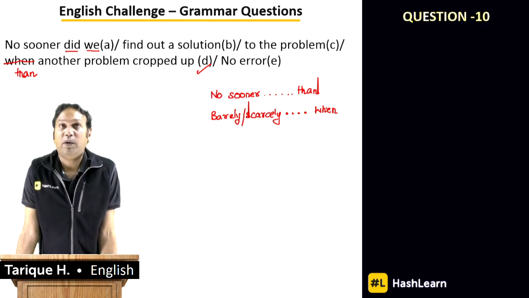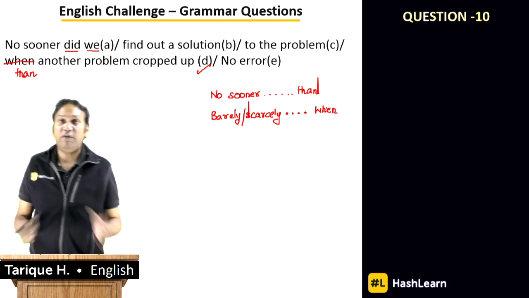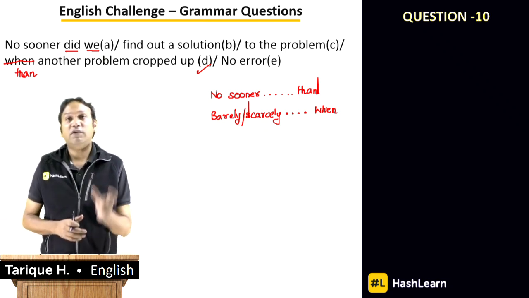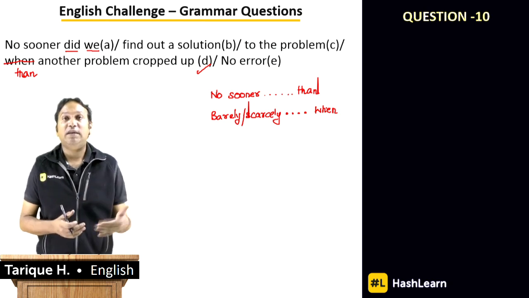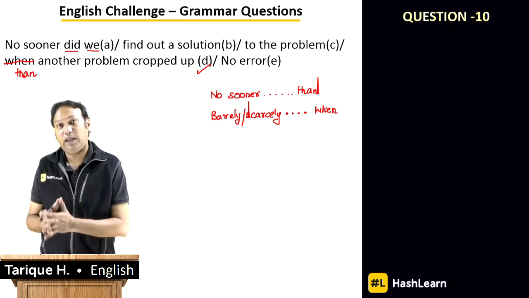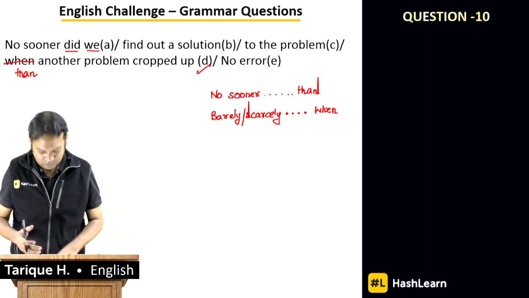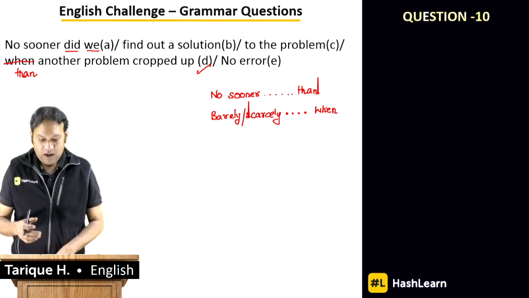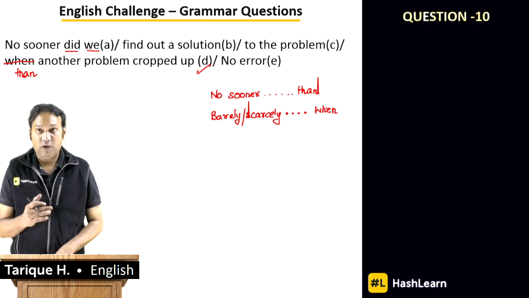It's a very, very important question, it has come in exams a number of times before. No sooner did we find out a solution to the problem than. So along with no sooner we should always have than, whereas with barely, scarcely, rarely, these kinds of structures, we use when in the later part of the sentence. Okay, all right, question number 10 is done. I hope you have noted this down. Then let's move on to question number 11.